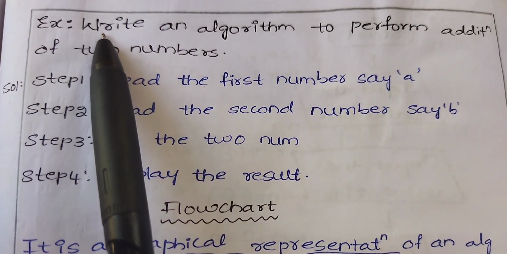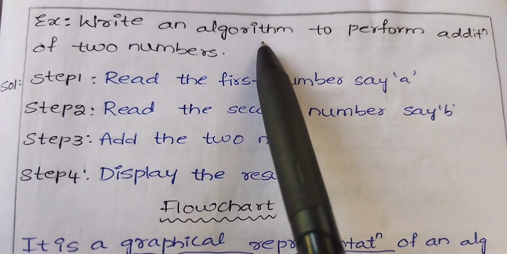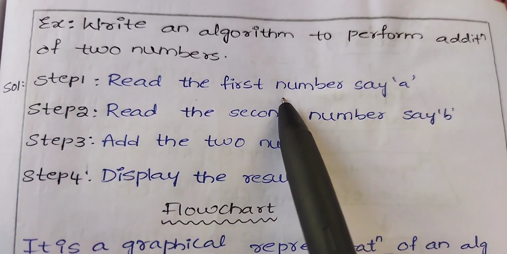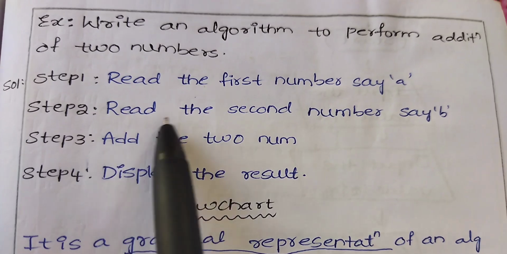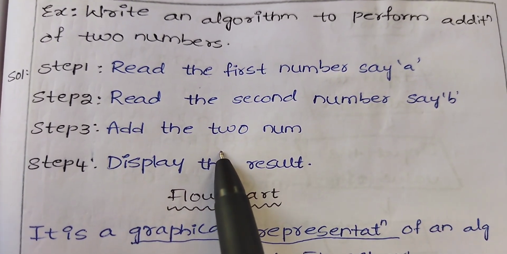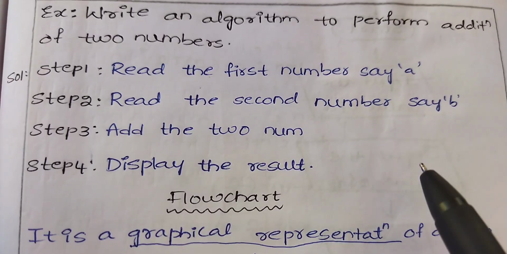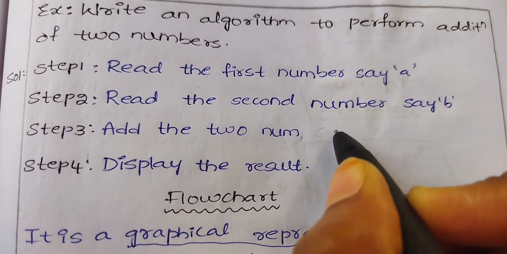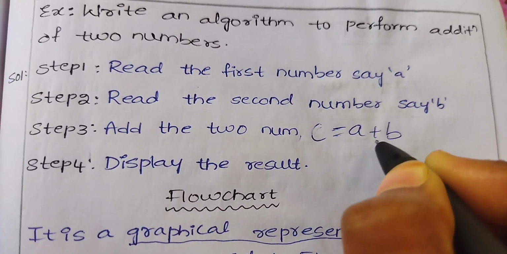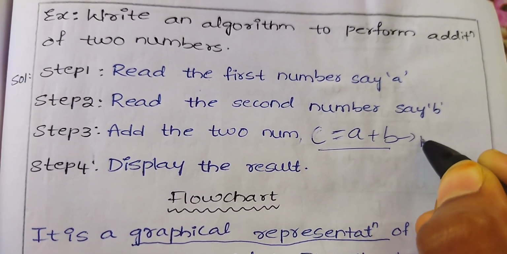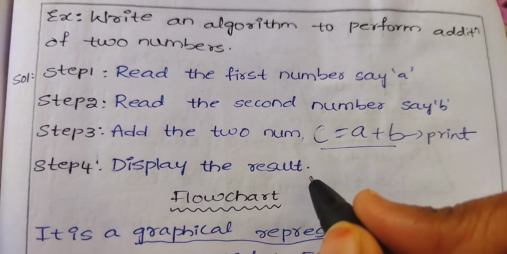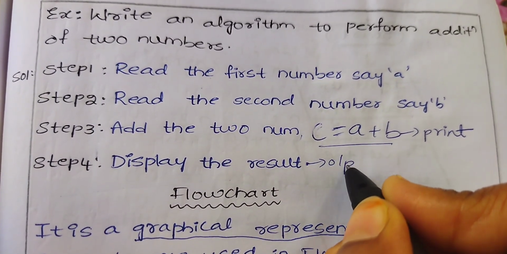Example of algorithm. Write an algorithm to perform addition of two numbers. Step 1. Take the input value as A and take another input value B. Add the two numbers A and B by taking C equals A plus B. Then we will print it. Then it will return the value. It will display it as output.